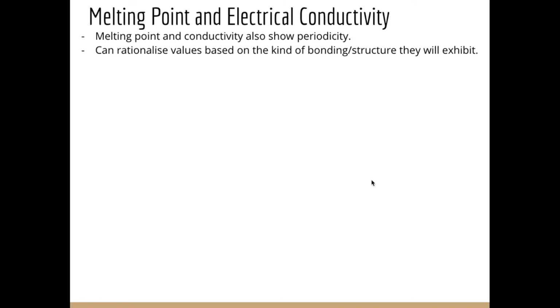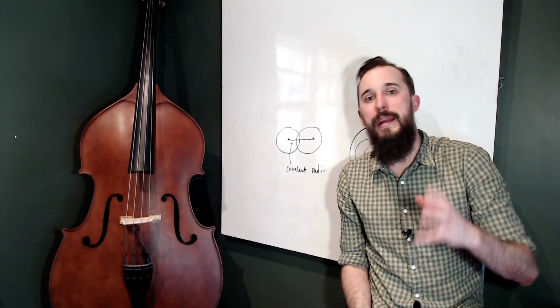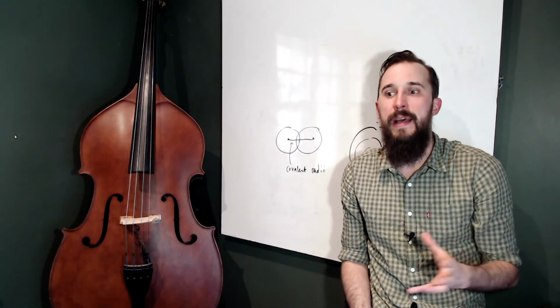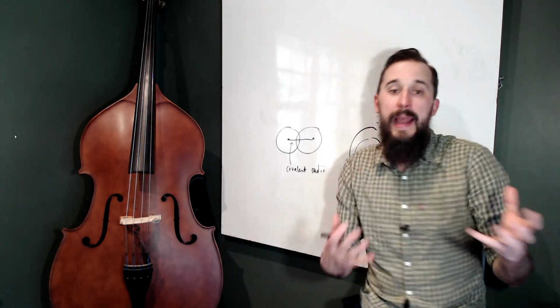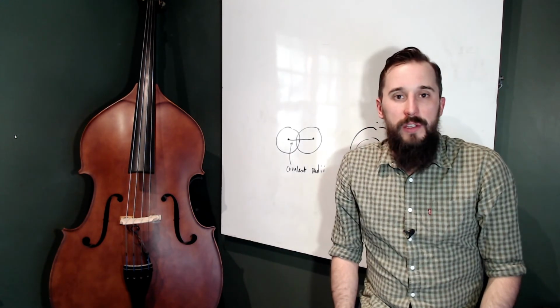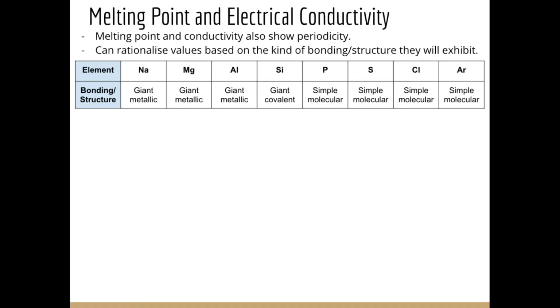Now, let's look at a few more physical properties. So we've looked at the atomic radii, we've looked at the ionic radii. Let's look at the melting point and the electrical conductivity. Melting point and conductivity also show periodicity. We can rationalize values based on the kind of bonding structure that they will exhibit. And this will also come into play a lot in our next lesson, looking at the chemical properties. The type of different bondings between our metals and our nonmetals and our metalloids is going to influence the periodicity that we observe. So let's have a look here.